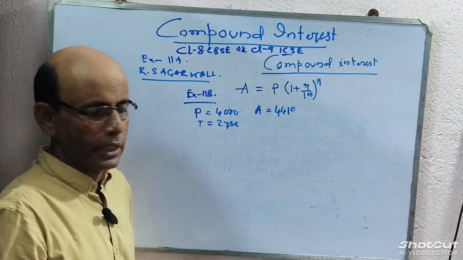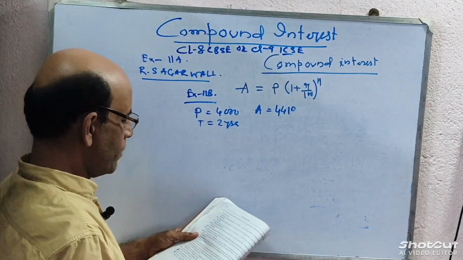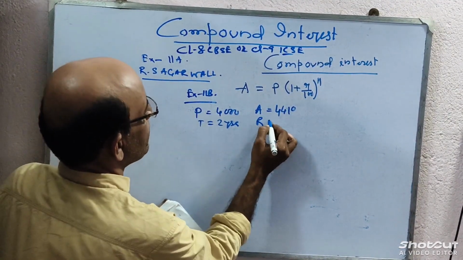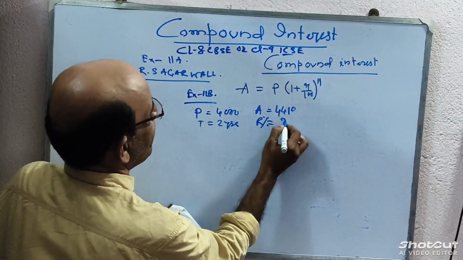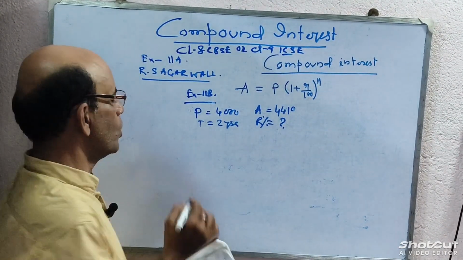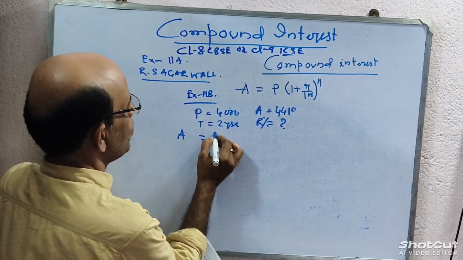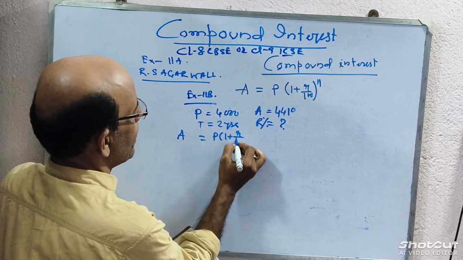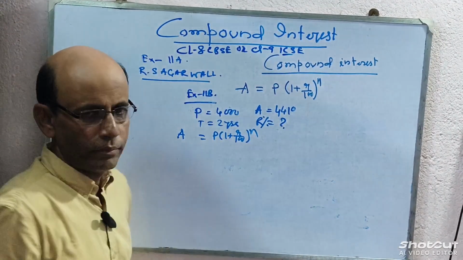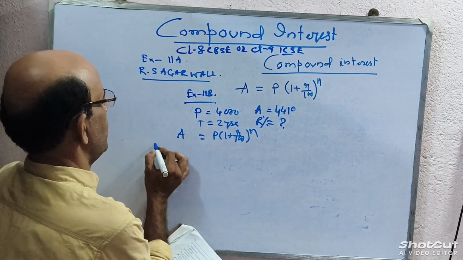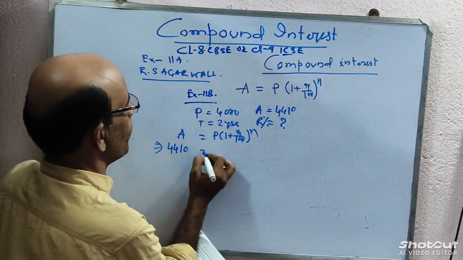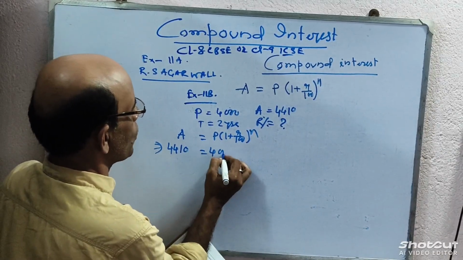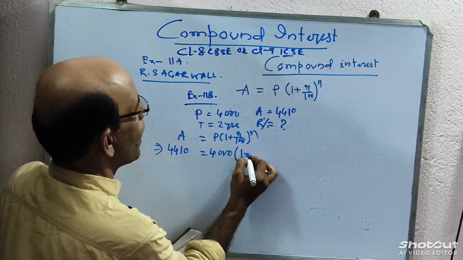N is equal to 2 years. You have to find the rate percent. Now we know that amount is equal to P into 1 plus R by 100 whole to the power N. This is the formula of amount. Now amount is given, 4,410. Principal is equal to 4,000 into 1 plus R by 100.